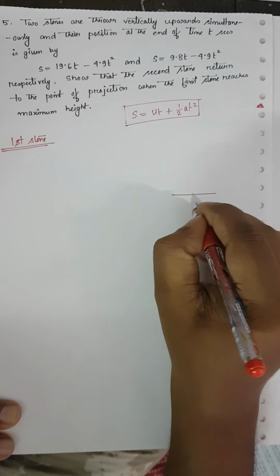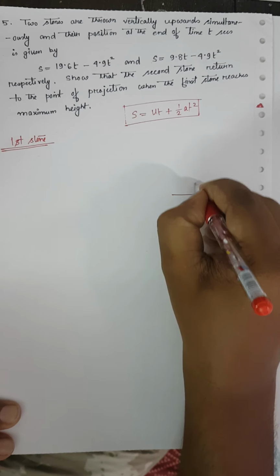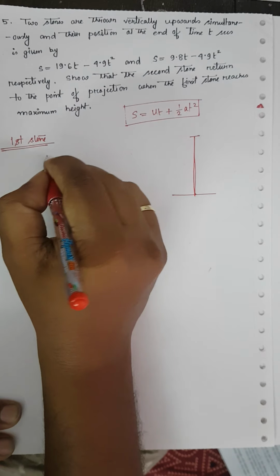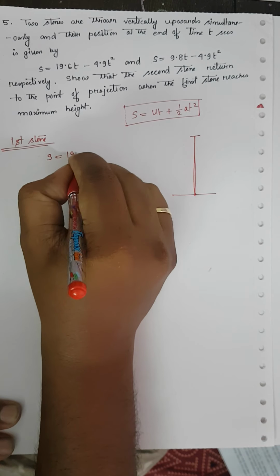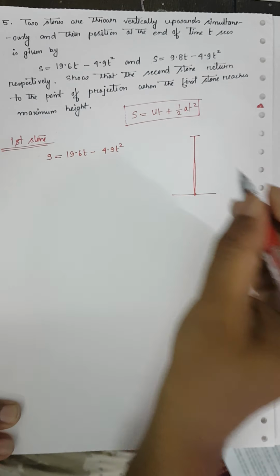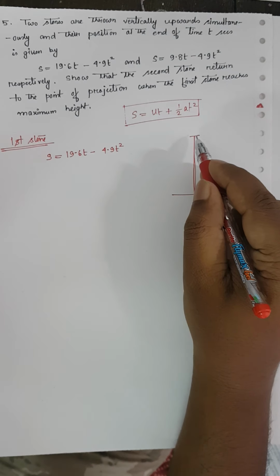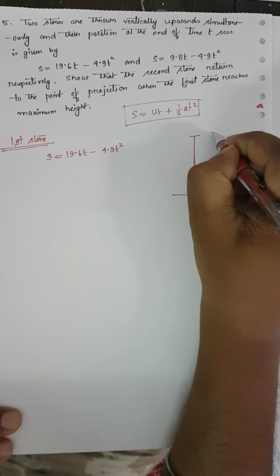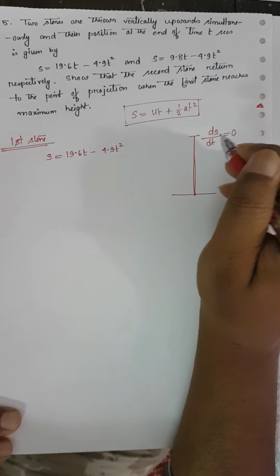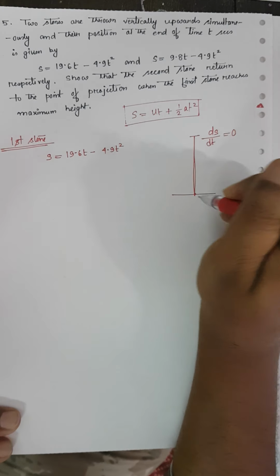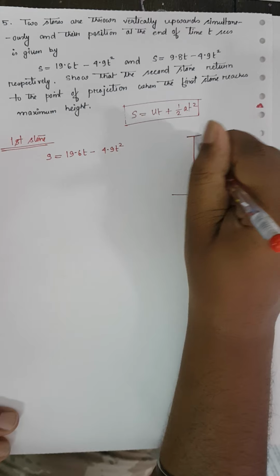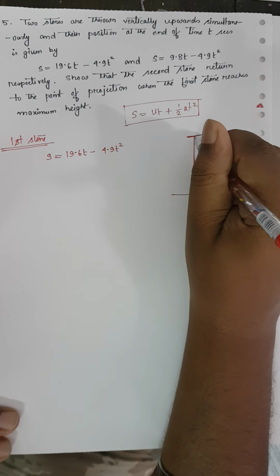Now the first stone is thrown from the ground. It reaches the maximum height and then it returns to the ground again. So s is equal to 19.6 t minus 4.9 t square. When the stone reaches the maximum height, at this point its velocity ds by dt will be equal to 0. That is why it will again come down. If the velocity is 0, then it will reach the maximum height and then it will again fall.